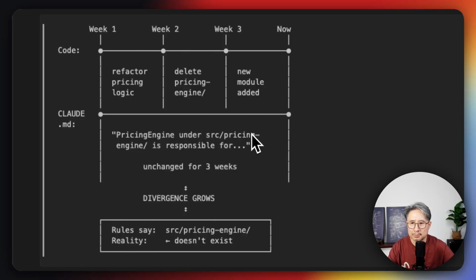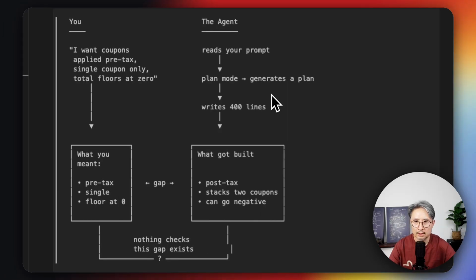The second problem is the drift. The code evolved, the rules didn't. So the instruction file is now describing a system that hasn't existed for 3 weeks, and the agent reads it, trusts it, and builds on top of something that isn't there. You can tighten the rules, make them shorter, more specific. That helps with the first two issues, but it doesn't touch the deeper one.